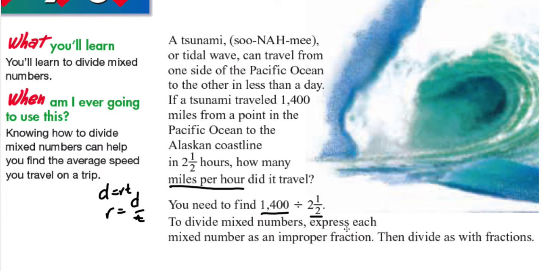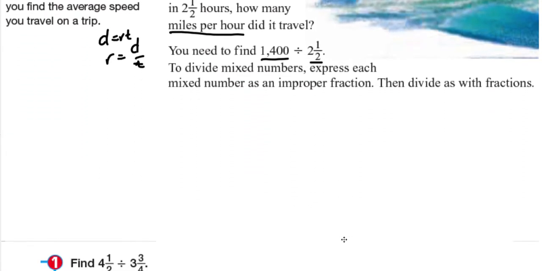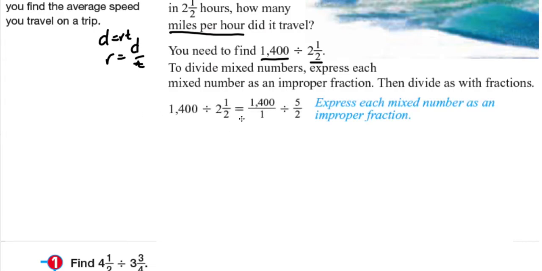To divide mixed numbers, express each mixed number as an improper fraction, then divide as with fractions. So first things first, we need to convert our mixed number into an improper fraction. 1,400 divided by 2.5 will be the same as 1,400 over 1, which is the denominator of all whole numbers. All whole numbers will have the denominator of 1, and the improper fraction of 2.5 will be 5 over 2.